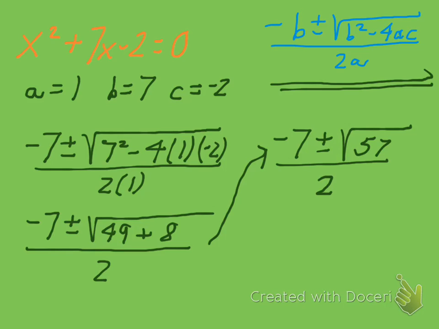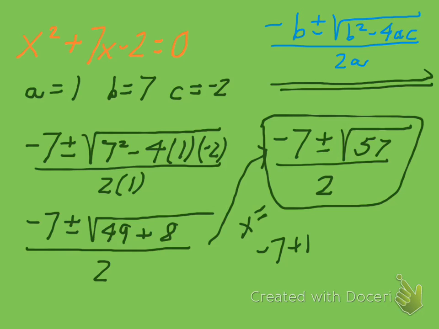Does the square root of 57 simplify? Well, it has no perfect squares in it, so this is what x is equal to. These are our two answers. Now, if we wanted to put this in a calculator, this would be negative 7 plus the square root of 57 over 2, and negative 7 minus the square root of 57 over 2. Doesn't come out to be a nice answer.